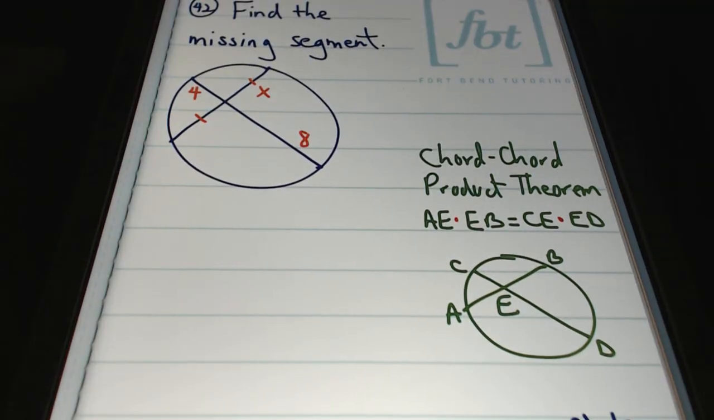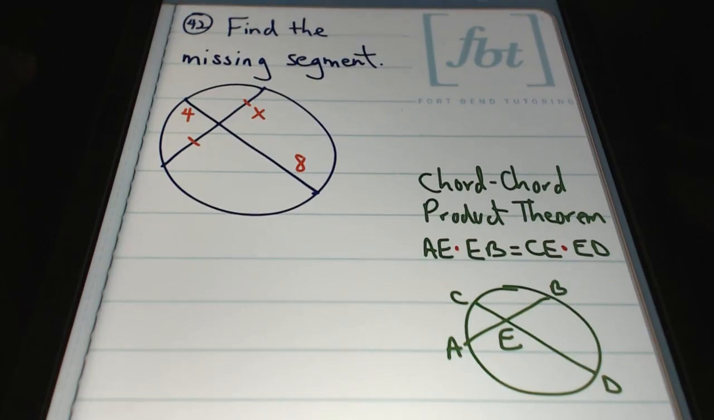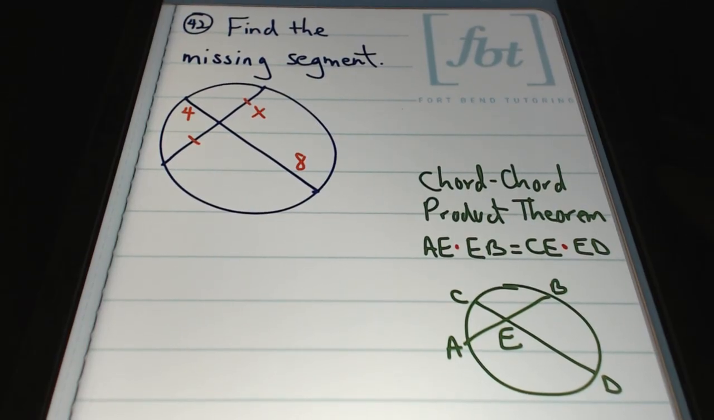So here we have problem number 42. It says find the missing segments. And when you have intersecting lines within a circle, you'll end up with a problem like this. Good stuff.